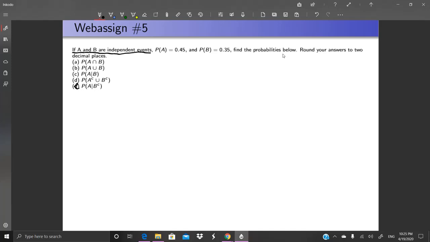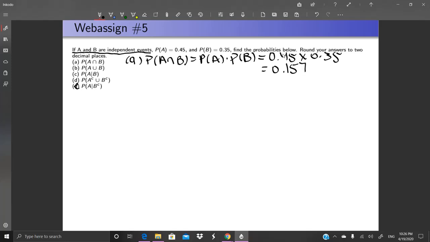Okay, so let's get started. So for part A, remember the probability of A intersect B, if A and B are independent events, is supposed to equal the probability of A times the probability of B. So we end up with 0.45 times 0.35, and when we do that, this is equal to 0.1575, and then we can round to 2 decimal places, so this is approximately 0.16. Easy enough. This is the probability of A intersect B.